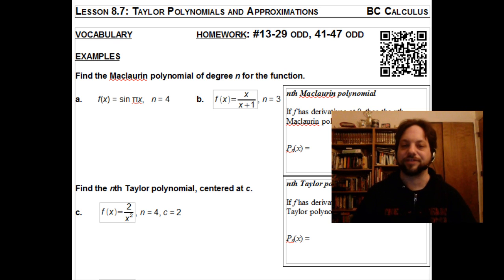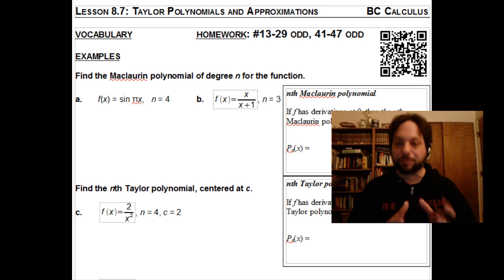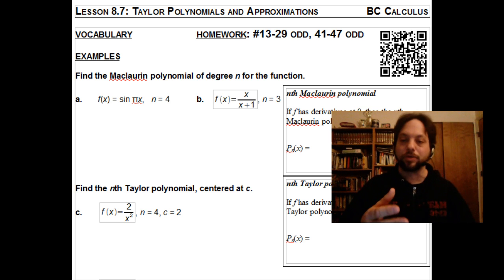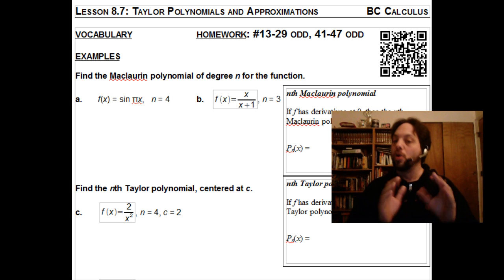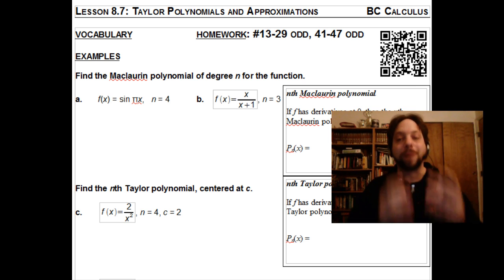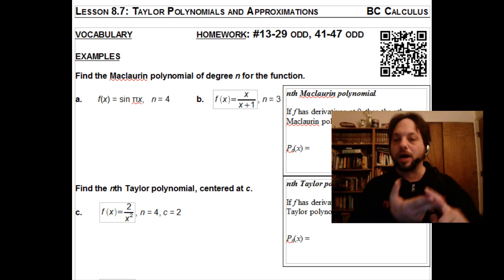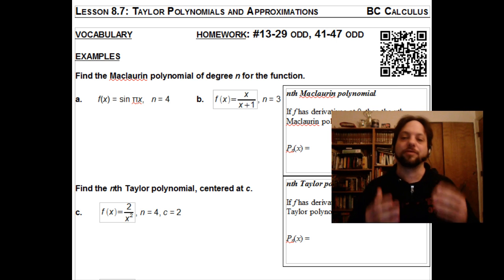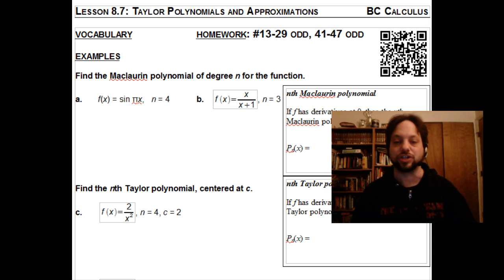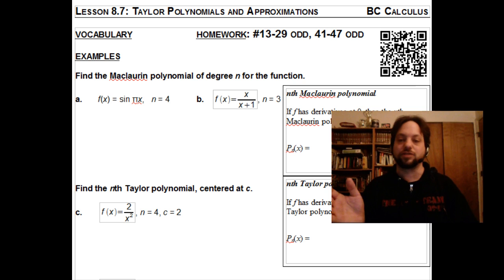In Lesson 8.7, Taylor Polynomials and Approximations, we're going to explore our ability to approximate any type of function using a polynomial function formed by the derivatives of the original function. What I mean by that is we can find a polynomial that looks like a given log function or periodic function, trig function, power function. Really any type of transcendental or non-elementary function can be approximated by a series of terms that we will call a polynomial.